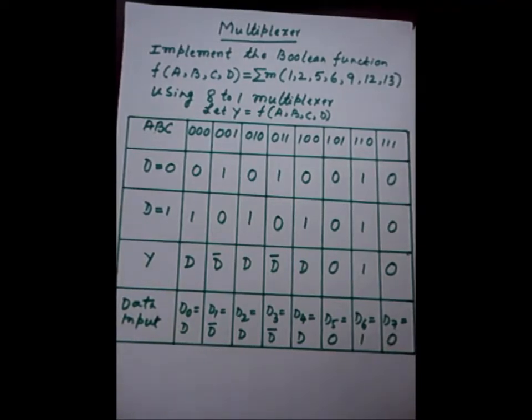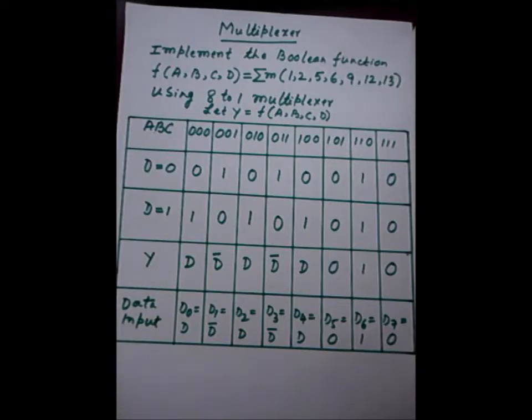We will discuss another problem: to implement a Boolean function of 4 variables, given in the minterm form, that means in the SOP form, using an 8:1 multiplexer.